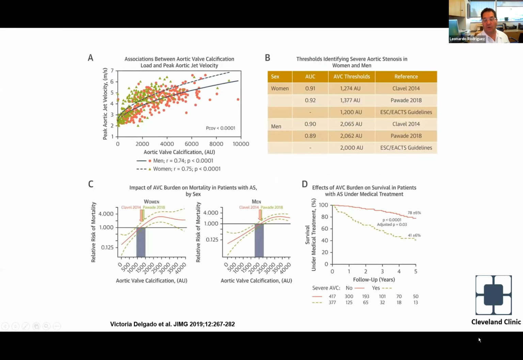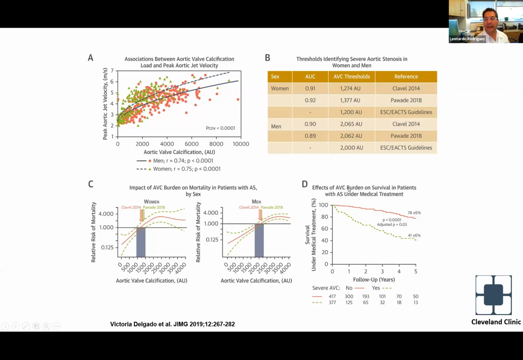Ha habido varios trabajos y este trabajo resume en forma muy bonita lo que se sabe. Ven ustedes que la cantidad de calcificación se correlaciona muy bien con la velocidad del jet de estenosis aórtica. Entre más calcio, mayores velocidades. Y algunos parámetros y algunos umbrales que se han publicado, tanto para mujeres como para hombres, que se correlacionan con la severidad de la estenosis aórtica. Y ven ustedes aquí el área bajo la curva, que es excelente, ¿no? Estos son valores inferiores en la mujer que en el hombre por el tamaño de la válvula en muchos casos.